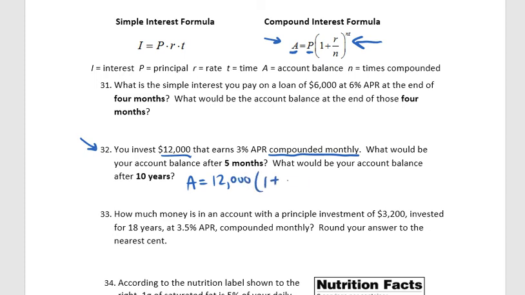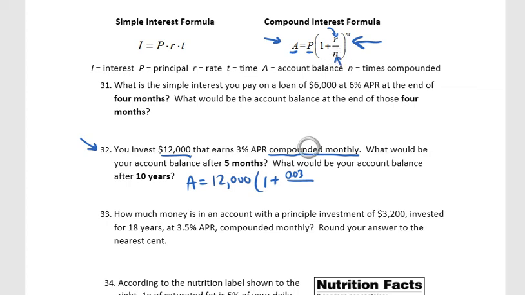1 plus, okay, R up here is the interest rate. So let's go back in the problem here and figure out the interest rate. Interest rate right there, 3%. So I want to write that as a decimal though. So I'll move the decimal point 2 places, 1, 2. So that's actually going to be 0.03 as a decimal. N is the number of times it gets compounded.